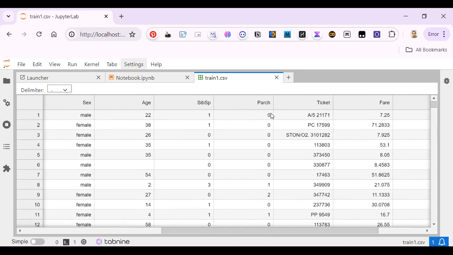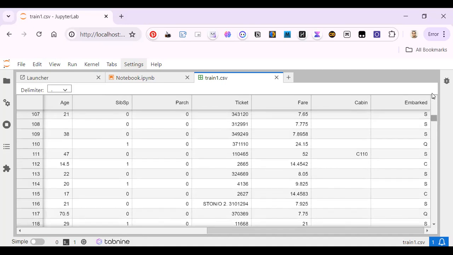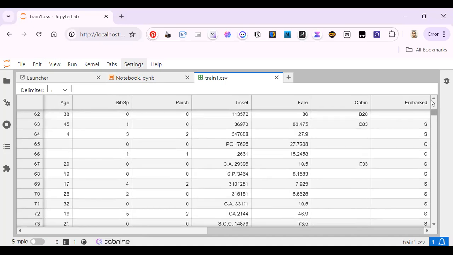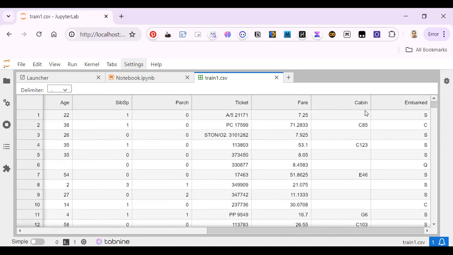So the person is traveling with parent or child or siblings or spouse, and this is the ticket number, and this is how much fare, and this indicates the cabin, and this indicates the station which they have been going to. There are 3 stations, and they travel from 3 stations. So that is the reason they are giving stations here. But some of the people are not taking a cabin. So that also indicates whether the person has died or not. So why? Because we don't know.